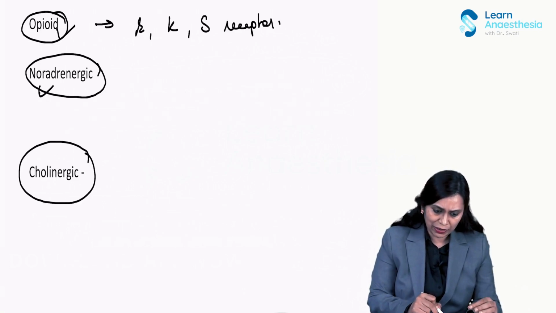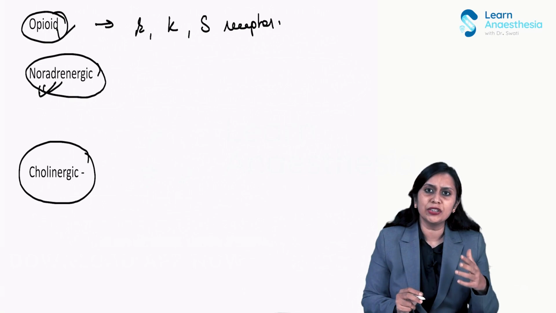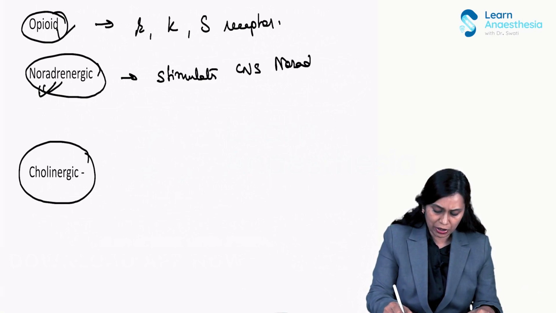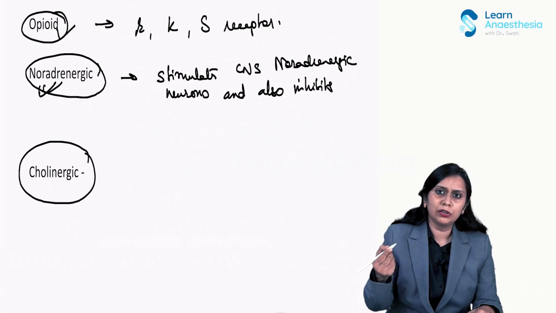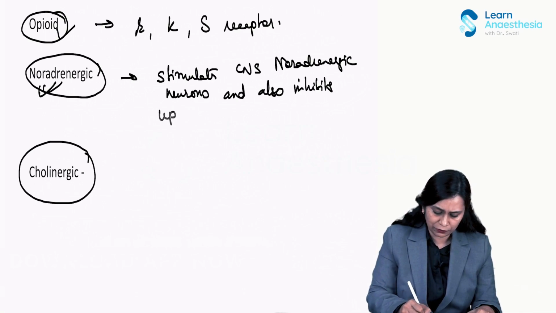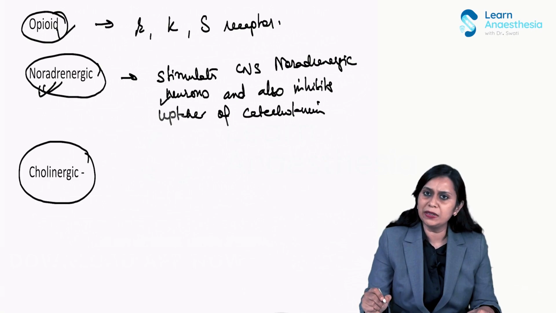Plus, I told you it acts on noradrenergic receptors. Actually, ketamine's noradrenergic action is by two ways. Number one, it stimulates CNS noradrenergic neurons, and also inhibits uptake of catecholamines from the blood. So it stimulates the CNS noradrenergic neurons and also inhibits uptake of catecholamine.